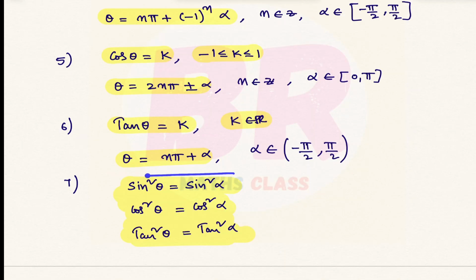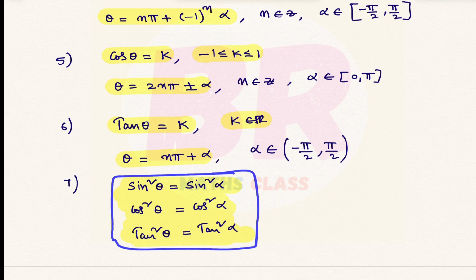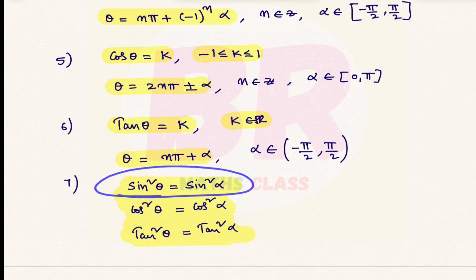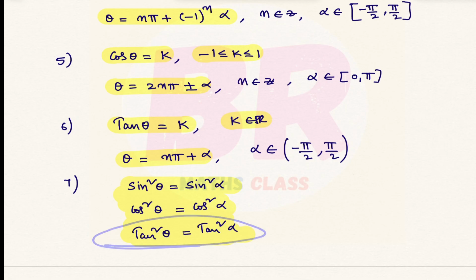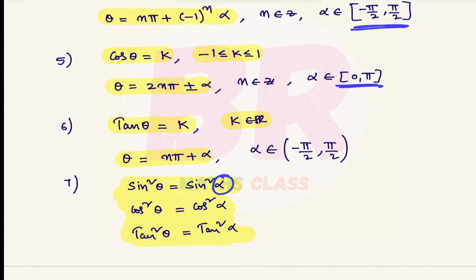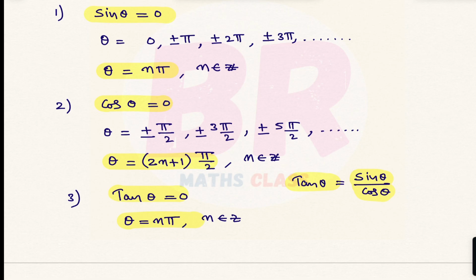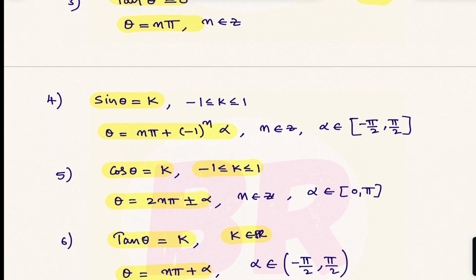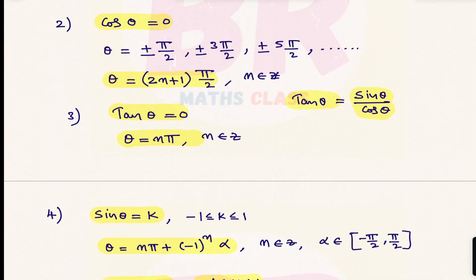Whenever the given trigonometric equations are of this form, sin square theta equal to sin square alpha, or cos square theta equal to cos square alpha, tan square theta equal to tan square alpha, here alpha are the respective principal solutions of the trigonometric equations, right? Whenever this trigonometric equation is given, its general solution is theta equal to n pi plus or minus alpha. I just listed whatever formulas we have for trigonometric equations.